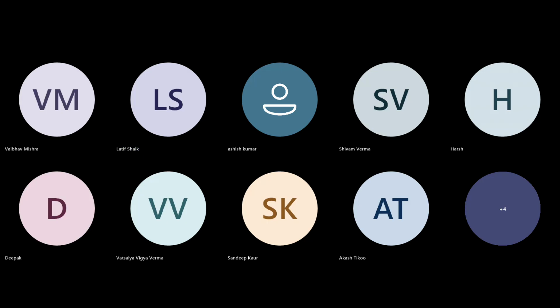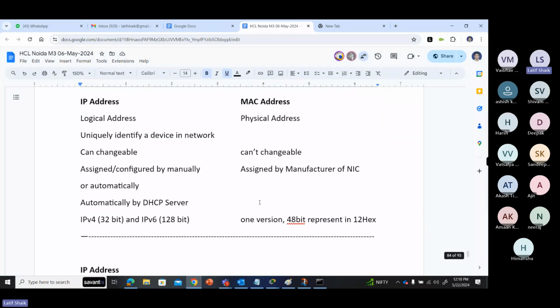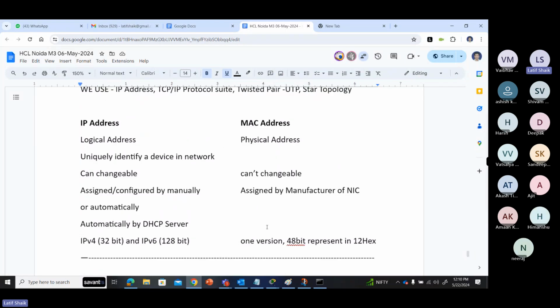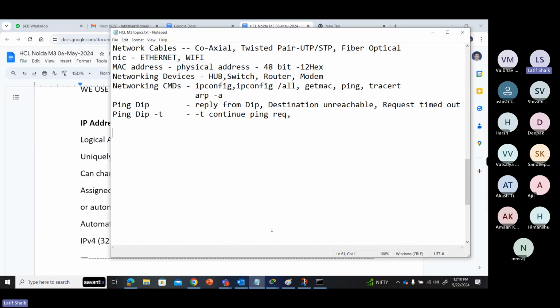In the last class, we discussed IP addresses. What is an IP address? What is a MAC address? And the differences between IP address and MAC address. A MAC address is a physical address, and an IP address is a logical address.